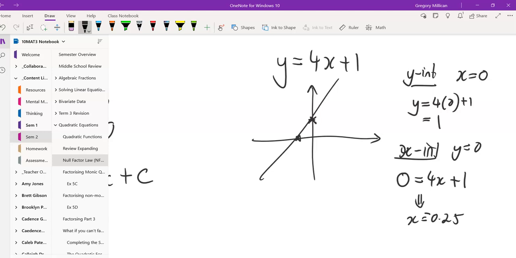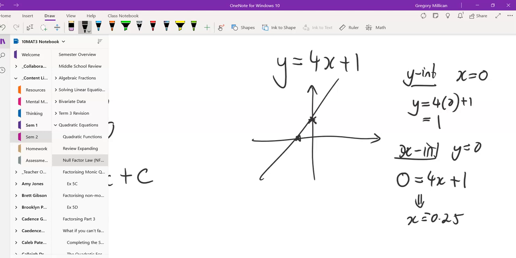My point is this: finding the y-intercept was pretty easy. When I wanted to find the x-intercept, I let y equal 0, and I can rearrange that equation and solve for x. Sometimes it's complicated, sometimes it's not.